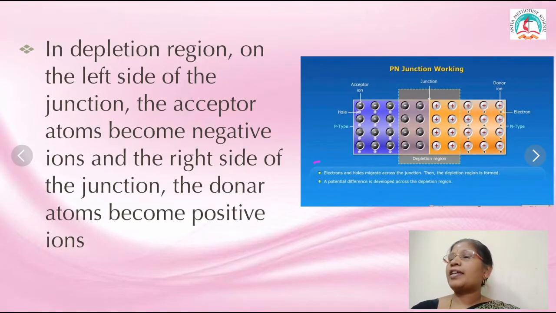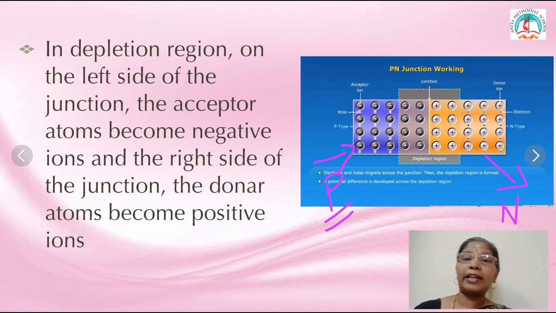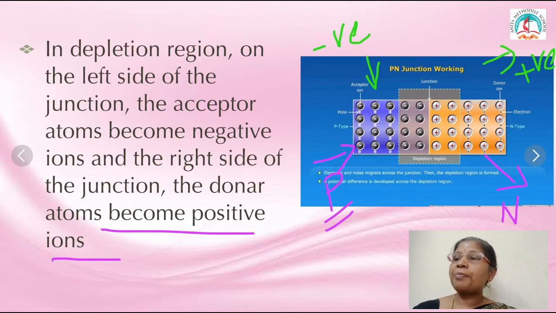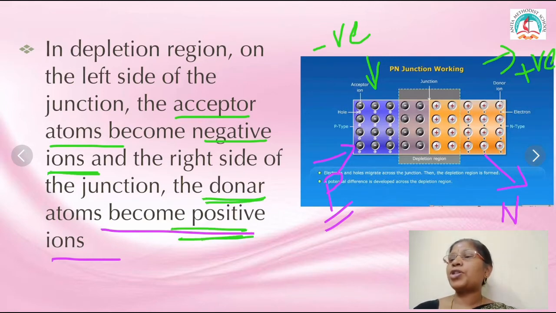See, the left-hand side I am taking is the p-type semiconductor, which has acceptor atoms. P means acceptor, so it is an acceptor atom. The right-hand side is the n-type semiconductor, which donates atoms. When it accepts electrons, what ions are these? Negative ions. The n-type donates electrons, so it has positive ions. Remember, accepting electrons makes negative ions, and a donating atom becomes a positive ion.